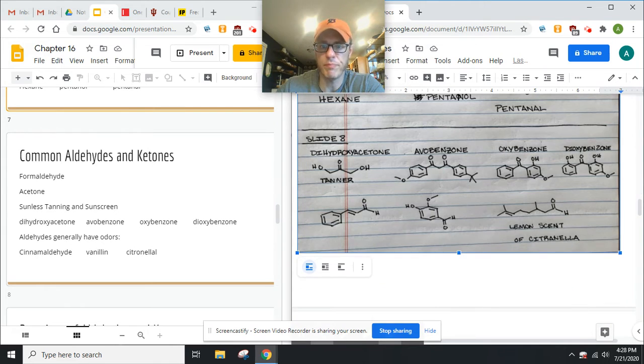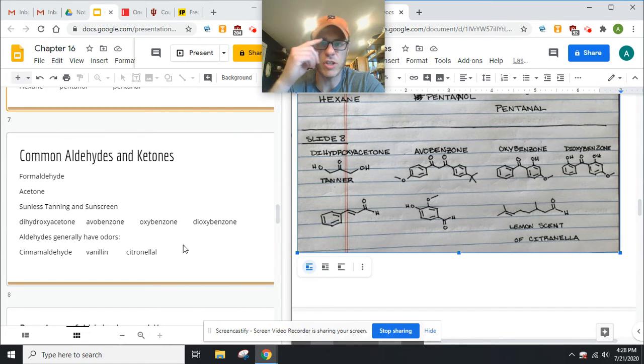Here's just some common aldehydes and ketones. Formaldehyde, as you know, acetone, nail polish remover. And then a lot of them are in sunless tanning and sunscreen. So dihydroxyacetone, this is like fake. You rub this on, you get tan. All right, so it's fake tanner. Avobenzone, oxybenzone, and dioxybenzone. Those are all in sunscreen, the non-mineral based kind.